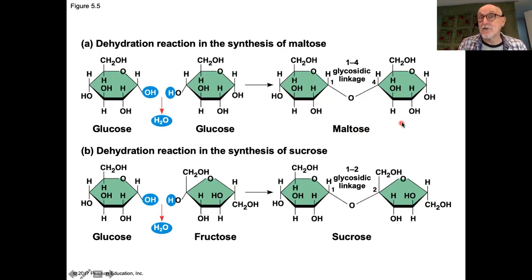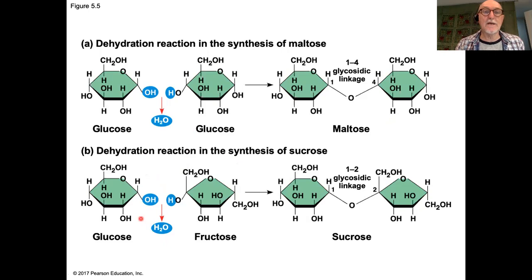If we added 3, it'd be a trisaccharide, but anything over that, we'd probably call it a polysaccharide. So the 2 units, the 2 monomers, do not have to both be glucose. They can be different monosaccharides. The monosaccharides are mostly so similar to one another that we can perform this dehydration reaction between them.